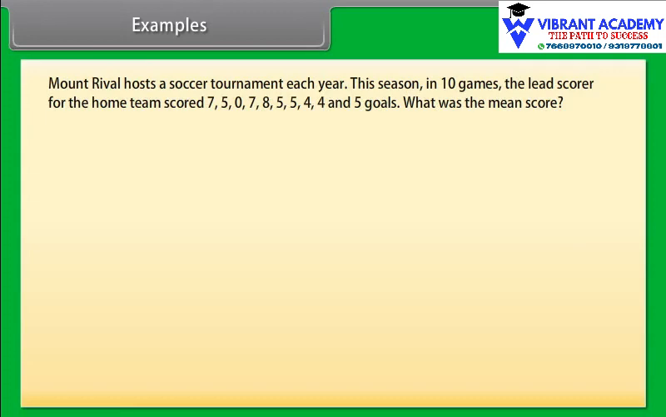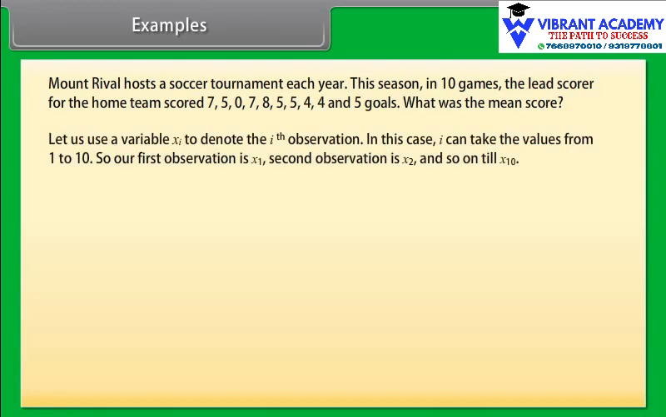Examples. Let us now solve some examples. Mount Rival hosts a soccer tournament each year. This season, in 10 games, the lead score for the home team scored 7, 5, 0, 7, 8, 5, 5, 4, 4 and 5 goals. What was the mean score?